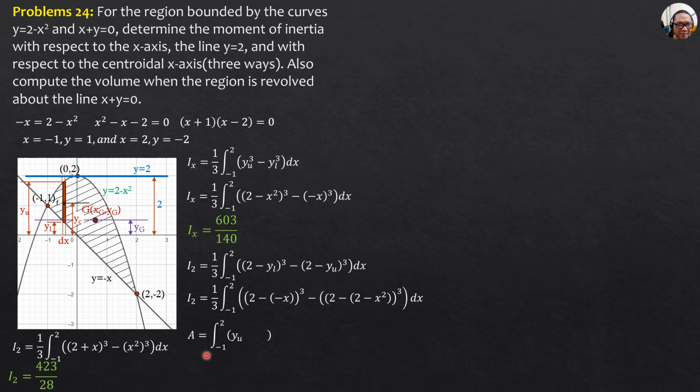So area is equal to upper y minus lower y dx. The area of this strip is upper y minus lower y, this lower y here, then times thickness dx. So limits is the same, negative 1 to 2. And again, this is calculator aided. Upper y is 2 minus x squared. Lower y is negative x. So that becomes 2 minus x squared minus negative x, or plus x. So area is equal to 9/2 square units.